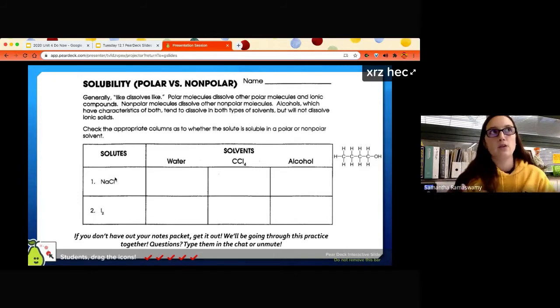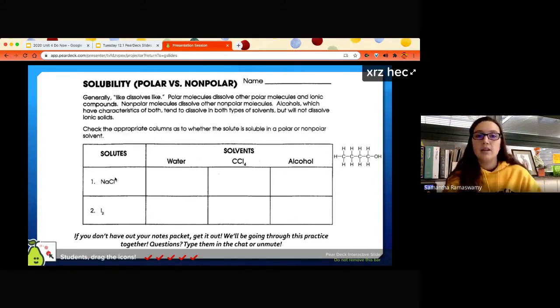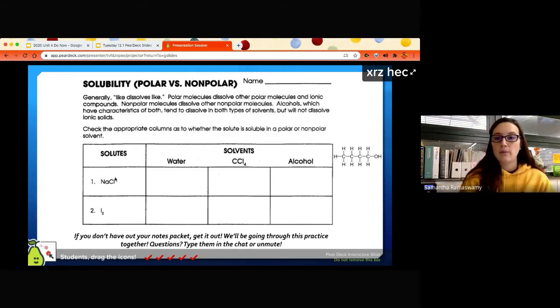Remember that we can use like dissolves like. That's not the reasoning that AP wants. We always need to talk about attractions, but it's an easy way for us to think about it. So polar molecules will dissolve other polar molecules and ionic substances. So polar will dissolve polar because of dipole-dipole forces, hydrogen bonding, and ionic due to ion-dipole forces. Nonpolar will dissolve other nonpolar.